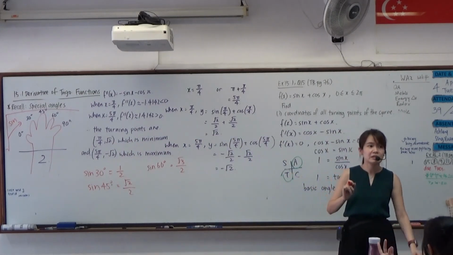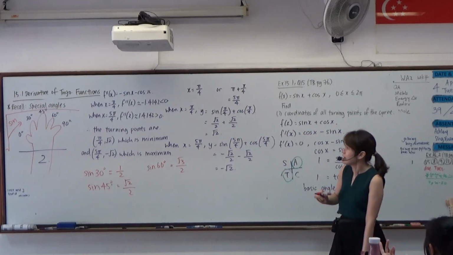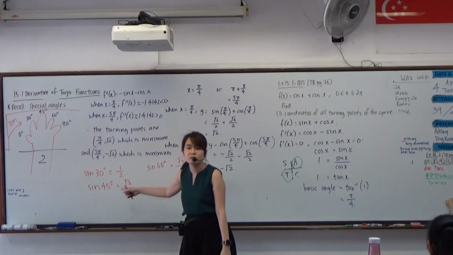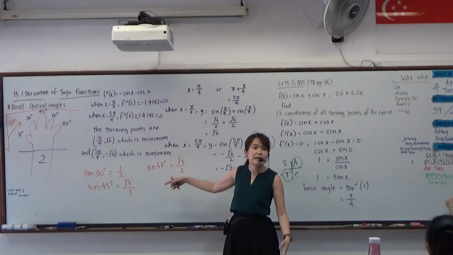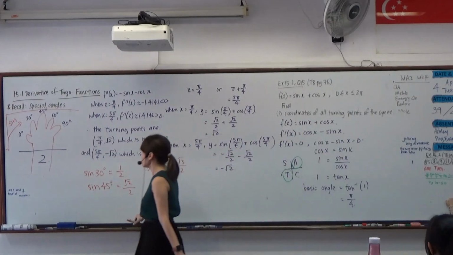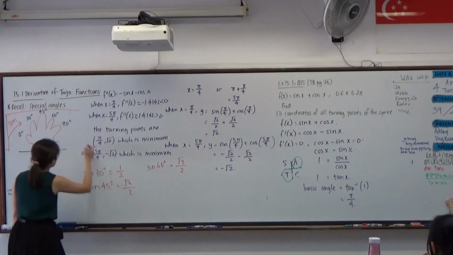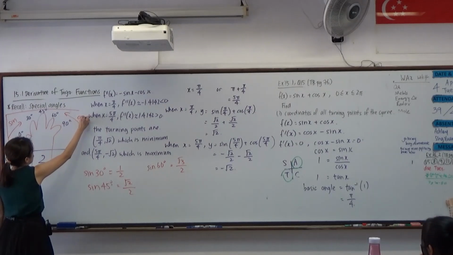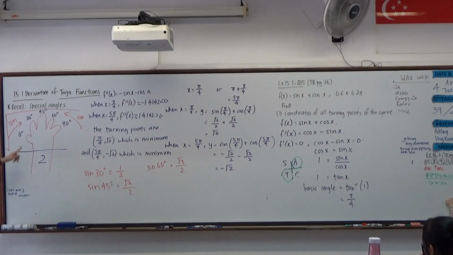Okay, and then after that, I think usually we do 30, 45 and 60 only. Then cosine, how? Cosine will be the other way round. We count from the other side. So, cosine 30 degrees, there are 3 fingers on the right, so it's actually square root 3 over 2. Then cosine 45 degrees, 2 fingers from the right, square root 2 over 2. And then cosine 60 degrees, square root 1 over 2.